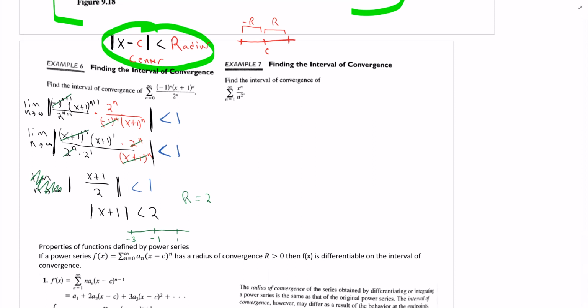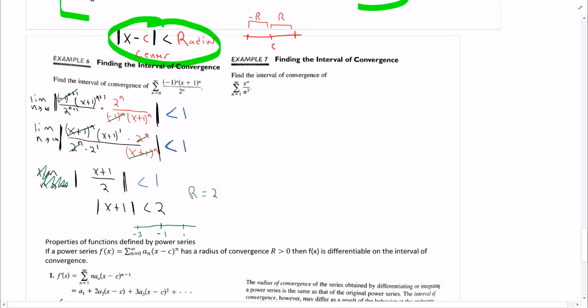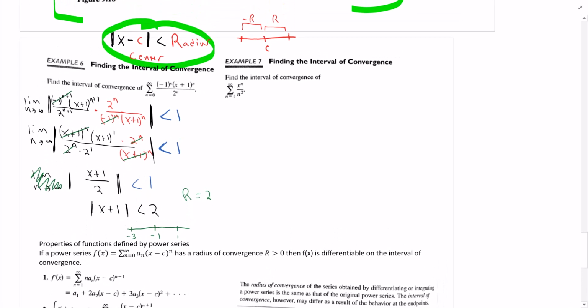But we don't know if the endpoints converge or not, right? So we need to check that. So what that means is we're actually going to plug in the endpoints for x. These are x values, plug them in for x and see if the resulting infinite series converges or diverges. All right, so I guess I'll do it here and then I'll just have to erase it.